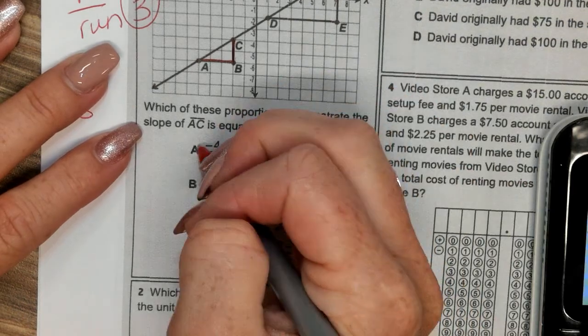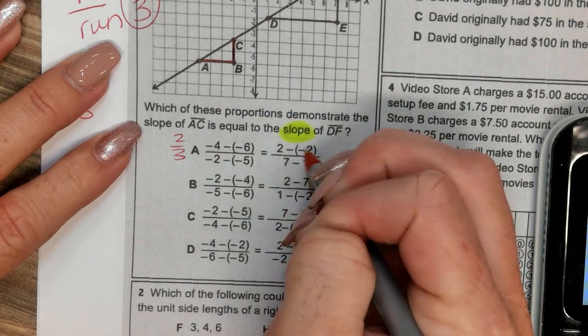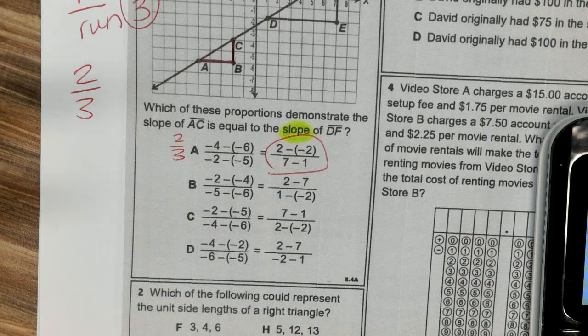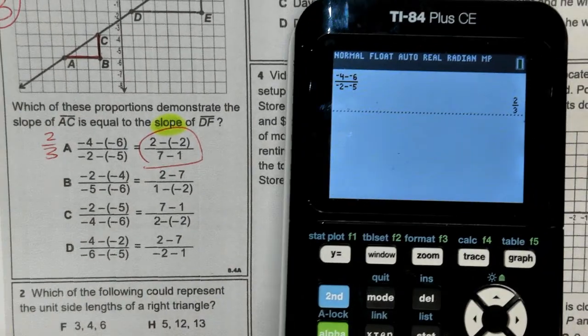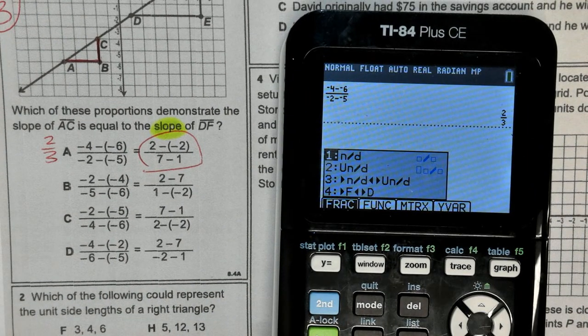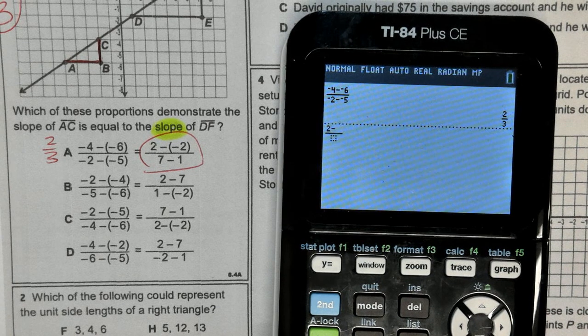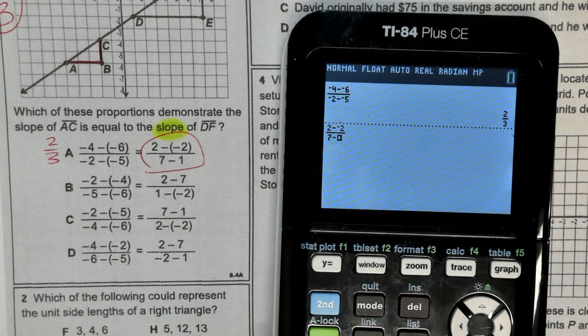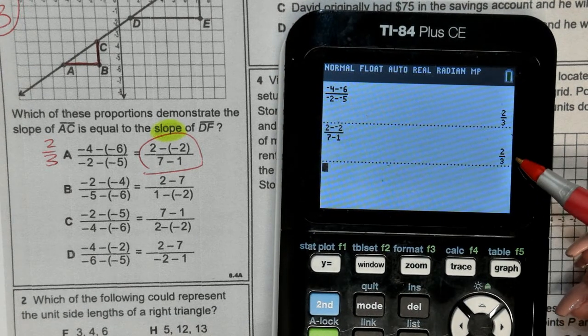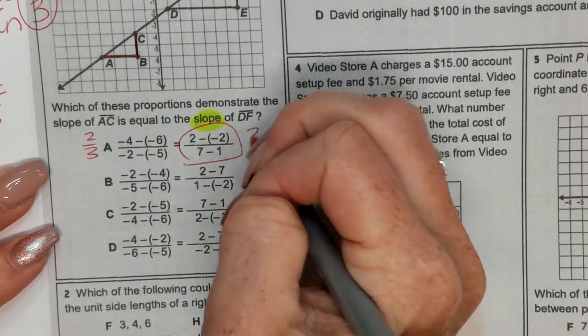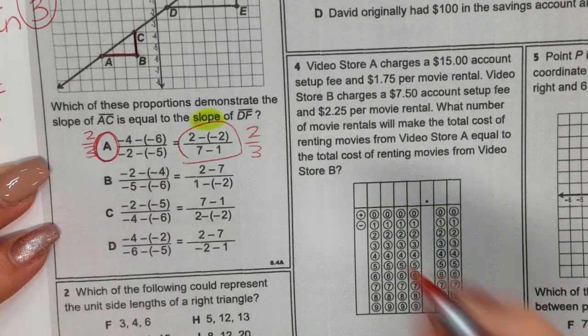Now, before I pick A, I'm going to go check the right side just because I didn't check any of the other ones. So I'm going to go to the right side, and I'm going to put in 2 minus -2 over 7 minus 1. Is it also 2/3?